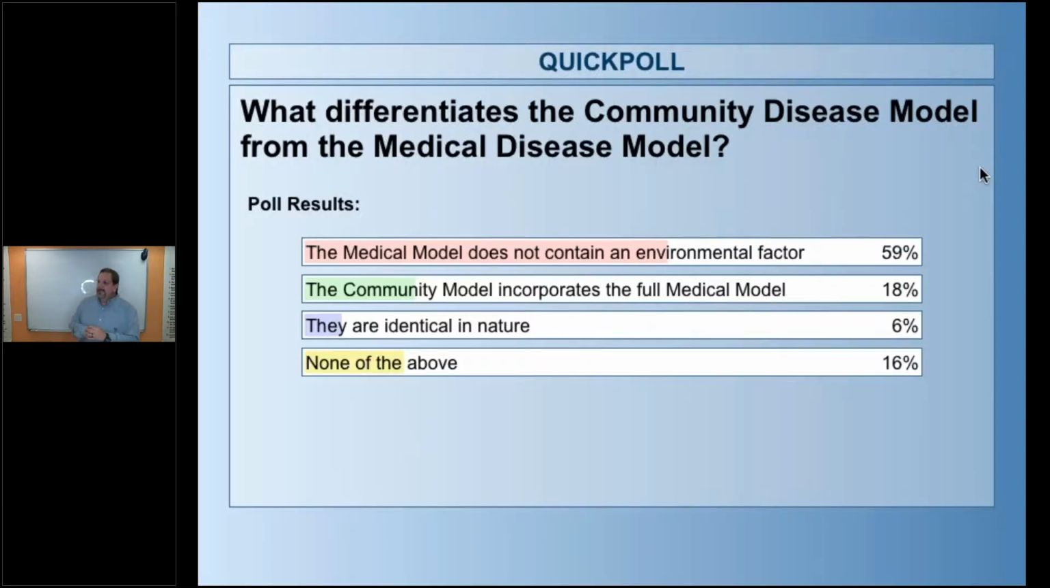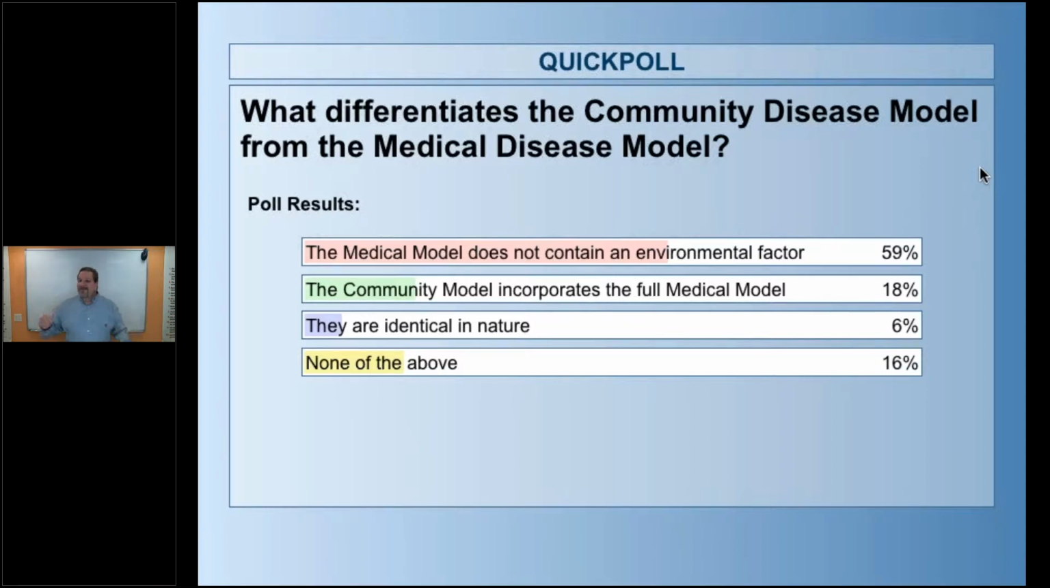What differentiates the community disease model from the medical model? The medical model does not contain an environmental factor. That's what most of you said. Well, is not the sociological factor environmental in nature? Maybe. The community model incorporates the full medical model, and they are identical, or none of the above. The answer is, Dave doesn't know. B or 2 or whatever it is.